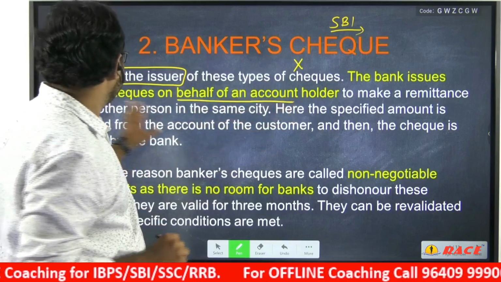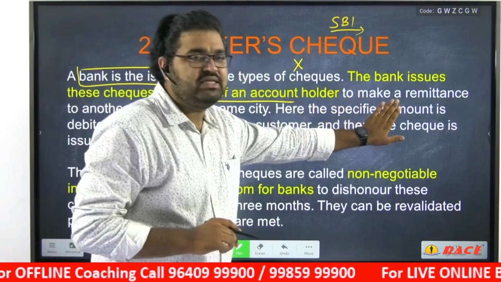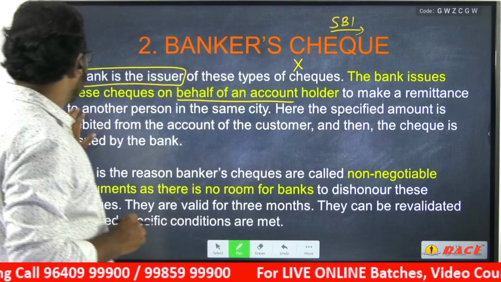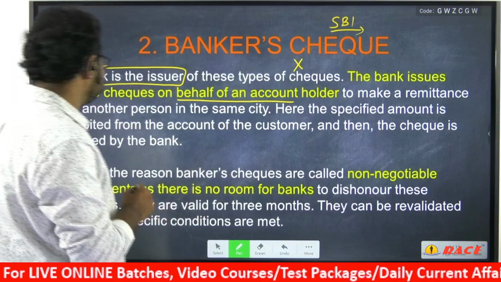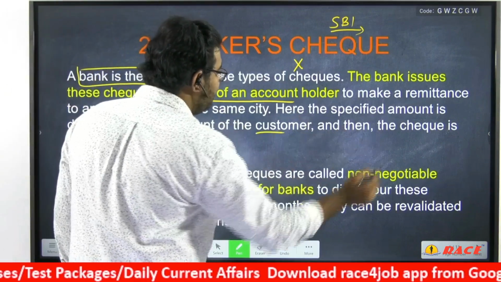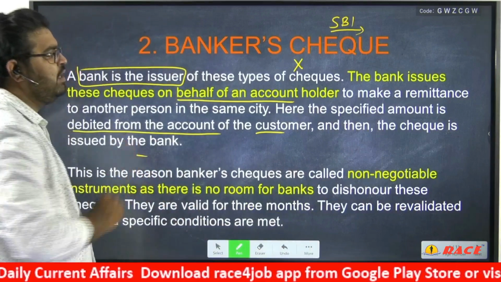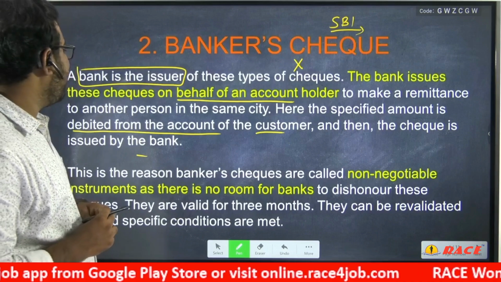Why? The bank issues these checks on behalf of the account holder to make a remittance, deposits or payments to another person in the same city. Here, the specified amount is debited from the account of the customer, and then the check is issued by the bank. So, within the same city, right? So here also two parties are involved. The bank issues these checks.